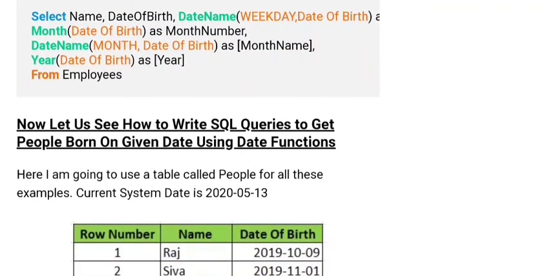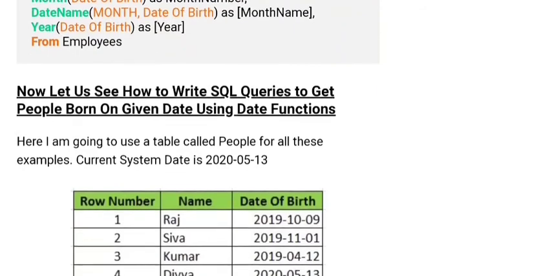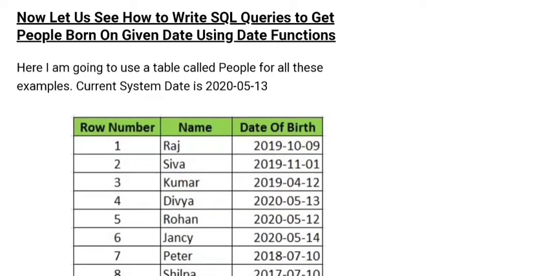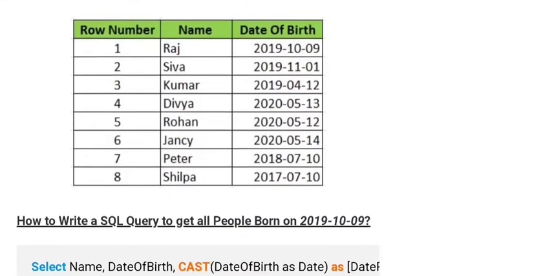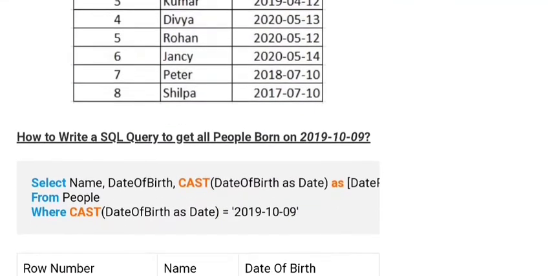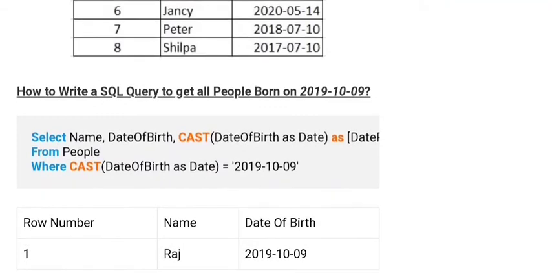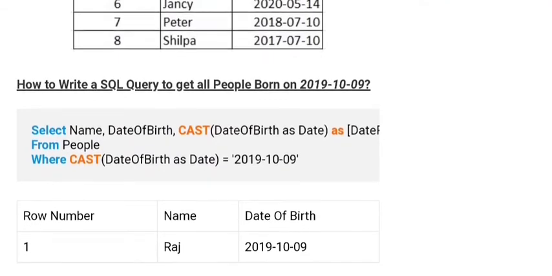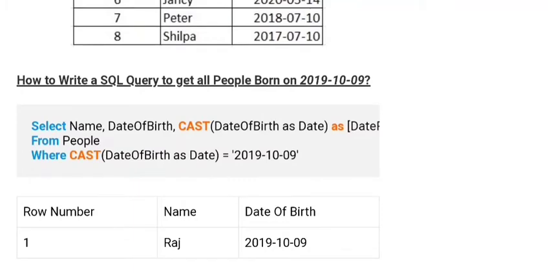Now let us see a practical example of how we are going to use the date functions. These are commonly asked interview questions. Let us see them one by one. The first one is how to write a SQL query to get all people born on a specific day. It's a very simple query.